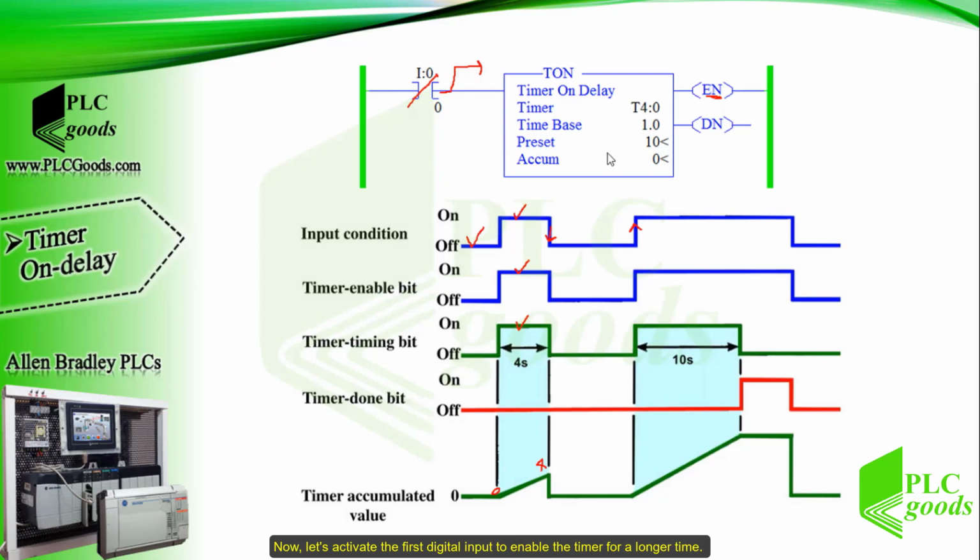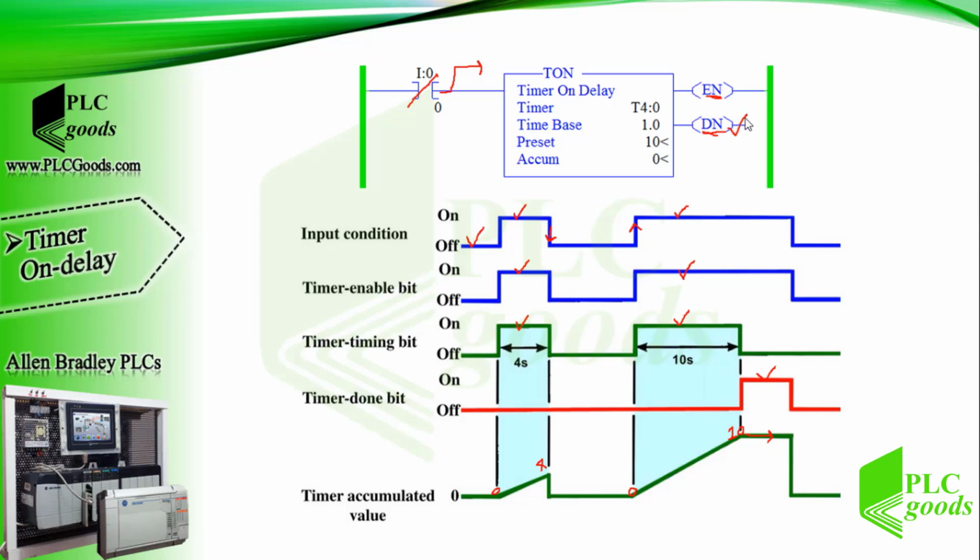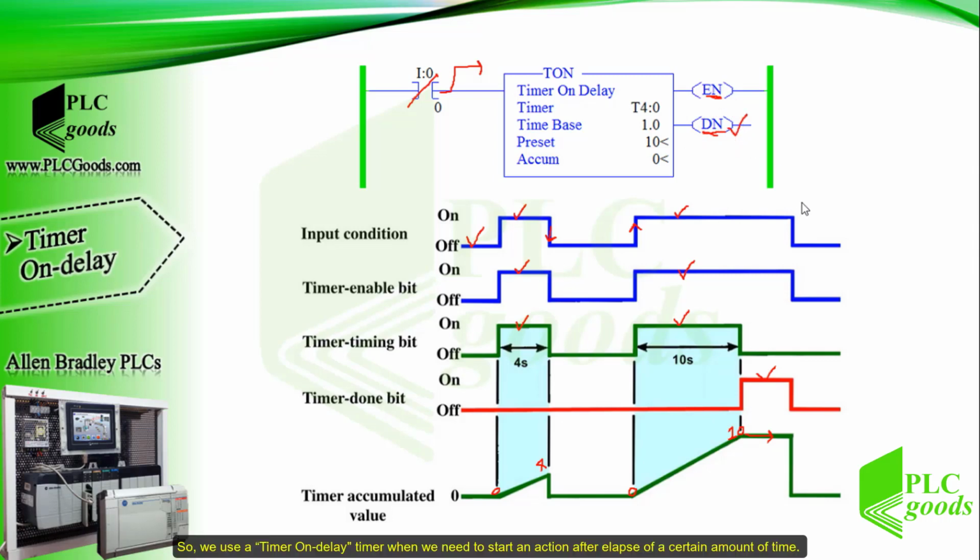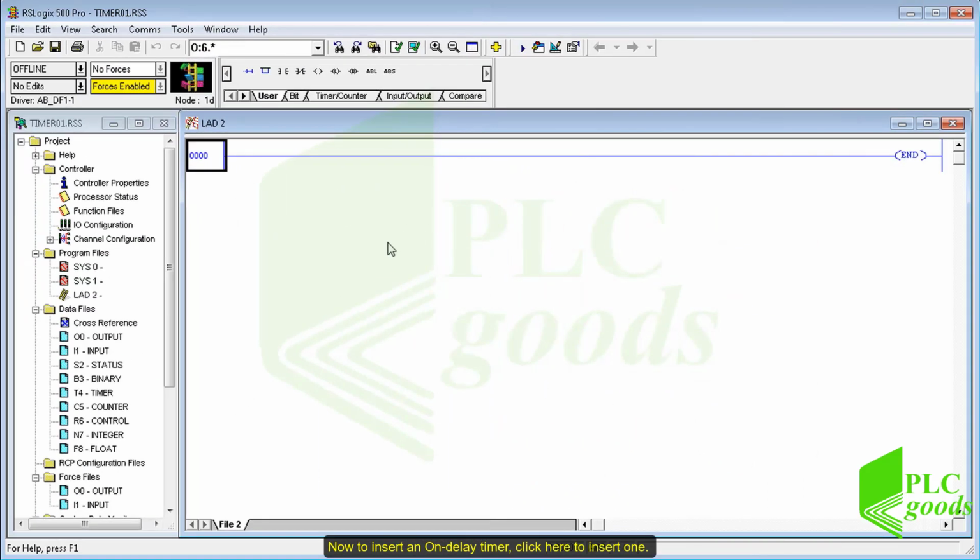Now let's activate the first digital input to enable the timer for a longer time. In consequence, a PLC sets the enable bit to 1. In this program, the preset value is 10 seconds. So as soon as the accumulated value becomes equal to the preset value, the timer stops timing and the done bit will be on. So we use a timer on delay timer when we need to start an action after a lapse of a certain amount of time.